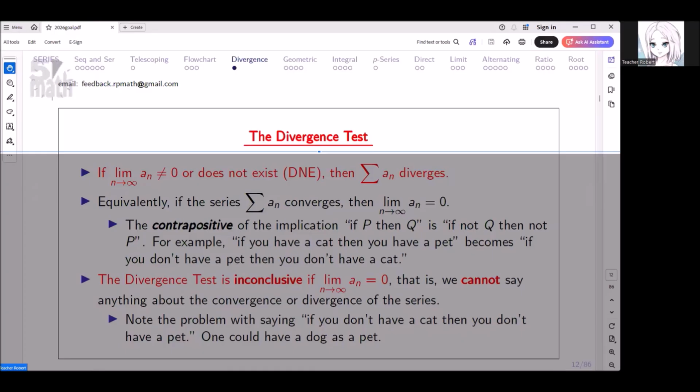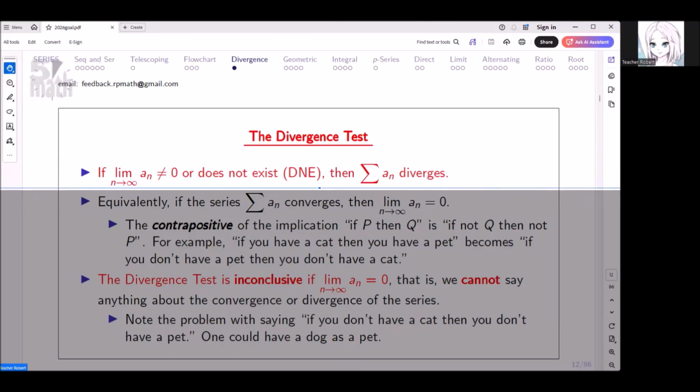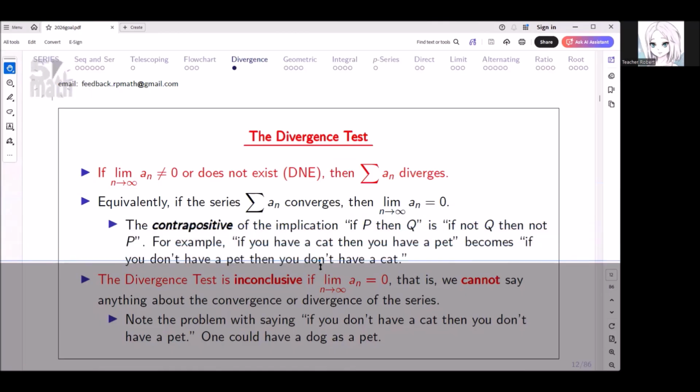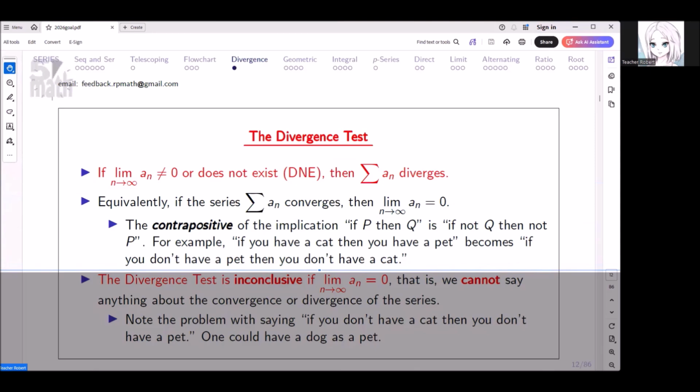The divergence test. If limit n to infinity an does not equal 0 or does not exist, then series an diverges. Equivalently, if the series an converges, then limit n to infinity an equals 0. The contrapositive of the implication, if P then Q, is if not Q, then not P. For example, if you have a cat, then you have a pet, becomes if you don't have a pet, then you don't have a cat.